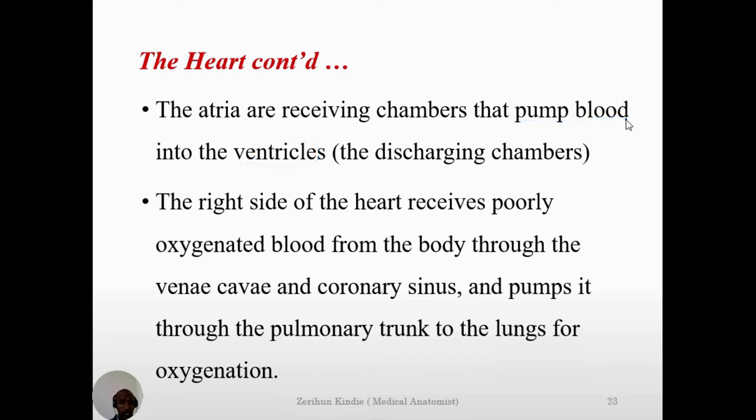But we can categorize the heart into the right side of the heart and the left side of the heart. The right side of the heart, that is the right atrium and the right ventricle, receive poorly oxygenated blood.